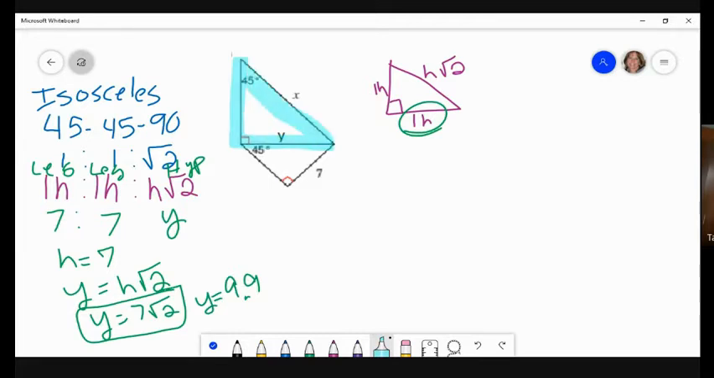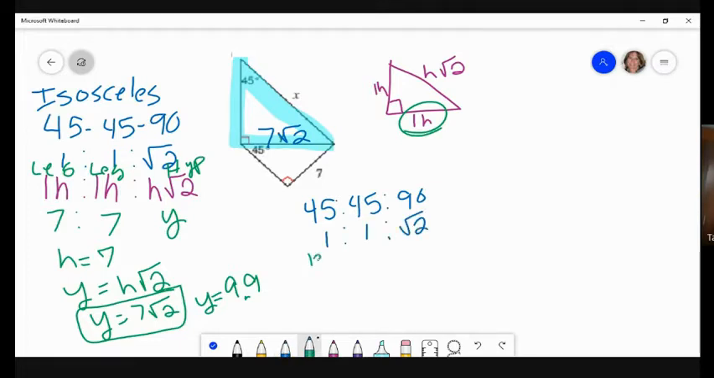And of course, this time we know that y was 7 square root 2. Okay, so we discovered that by solving our previous problem. Again, we're still using the same set of ratios. So our ratios are all the same, and I'll go ahead and list them off again. So it's 45, 45, 90, 1, 1, square root 2.